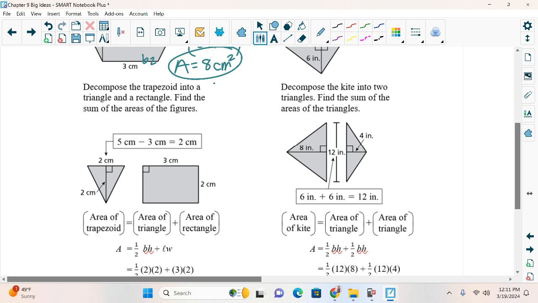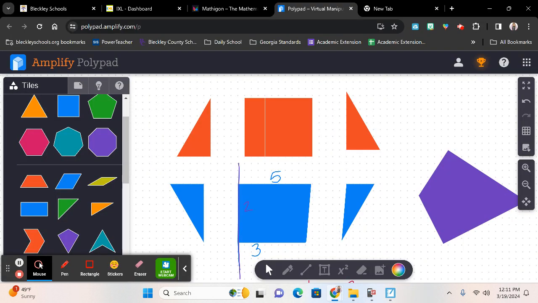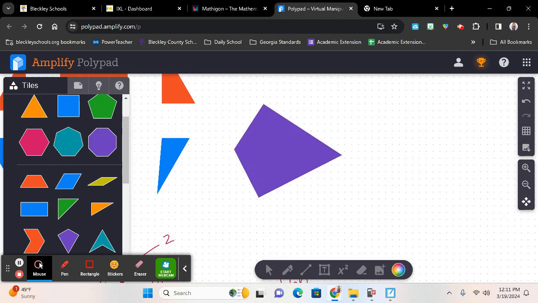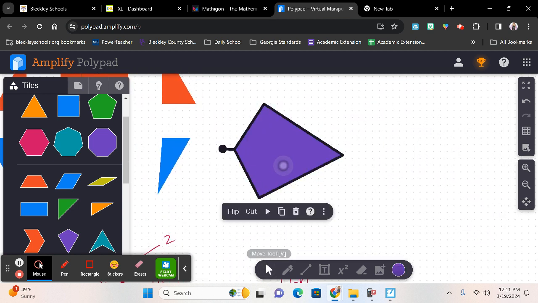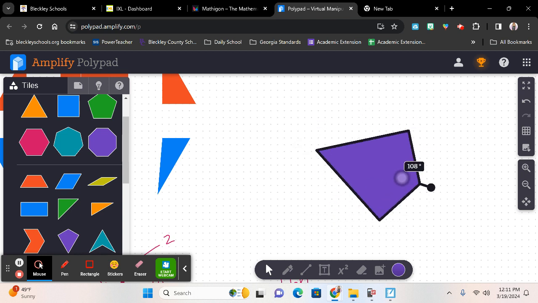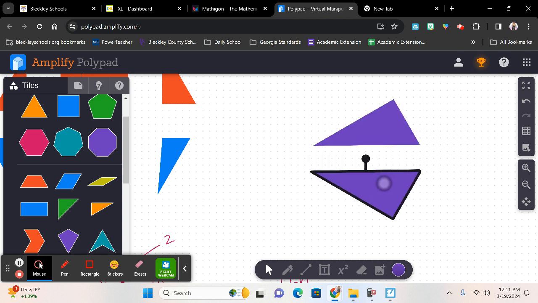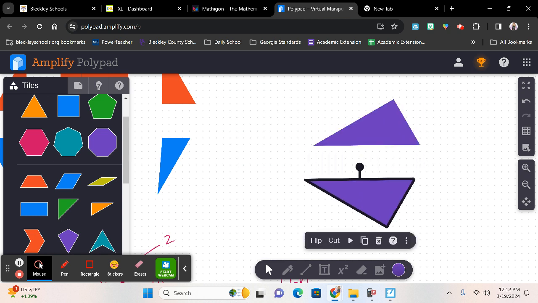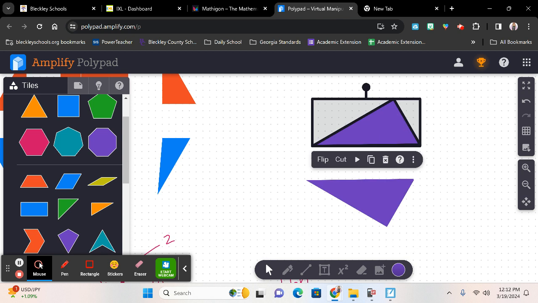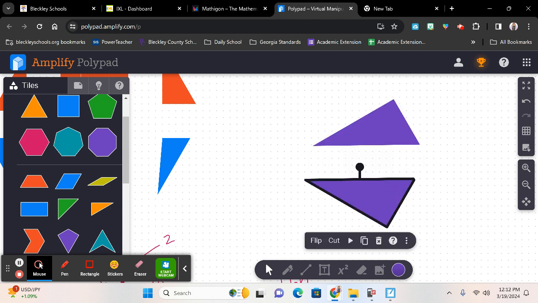There's one way they have it cut where you cut it straight down, and you could do that. You also could come over here. If it's facing this way, I could take my kite and cut it this way, and it's going to give me 2 matching triangles. So if I find the area of this triangle, I know the area of this one.